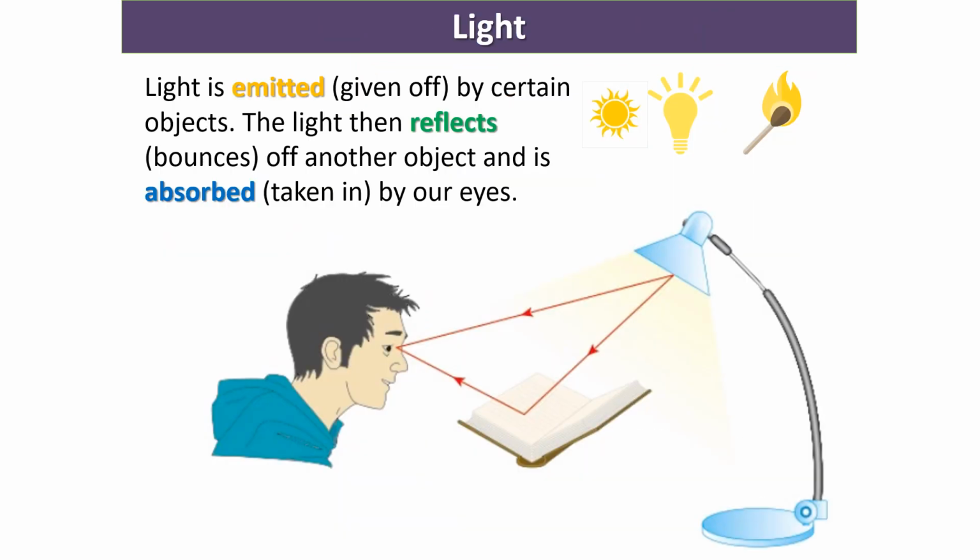So, light is emitted or given off by certain objects. It then reflects or bounces off other objects and is then absorbed by our eyes. So the computer screen you are seeing now is actually emitting light, or giving off light, which is then being absorbed by your eyes. However, if you look at your keyboard, the light is being emitted by the computer screen and the lights in your room. It is then reflecting off the keyboard and then being absorbed by your eyes.